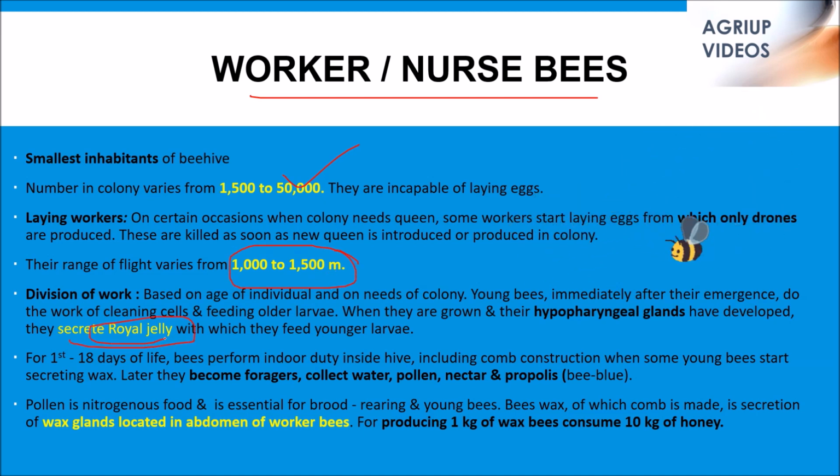Secretion of royal jelly happens from the hypopharyngeal gland. For the first 18 days, the bee is going to perform the indoor duty, inside the hive, where she is going to make the comb structure.